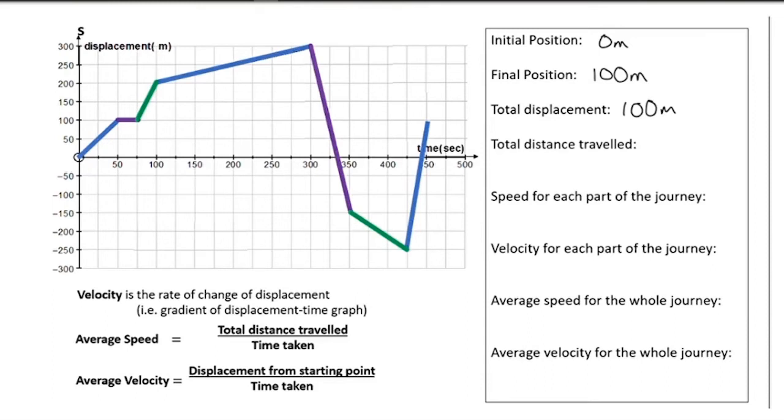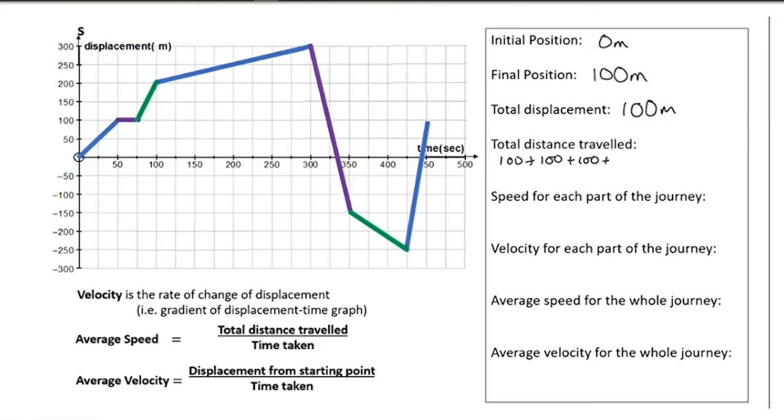If we want to calculate the total distance traveled, I will be calculating and thinking about the distance traveled for each of these individual segments. So the first blue section, we've traveled 100 meters in the positive direction. The purple section, we haven't actually traveled at all, so I'm not going to consider that. The green section is also 100, and the blue section here is also 100.